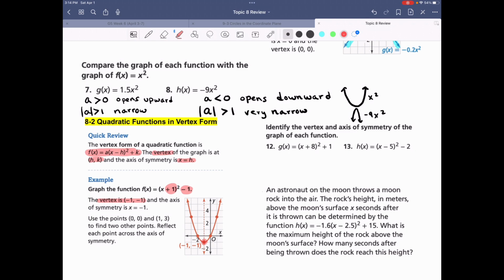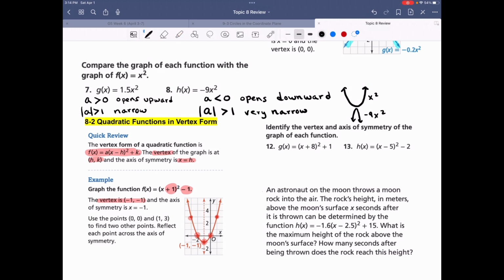So this is our vertex, and then from that point we go up 1 and over 1 to find these points, and then we can go, let's see, from there, yeah. And then it looks like they went over 1 from there and up 3 to get those points.